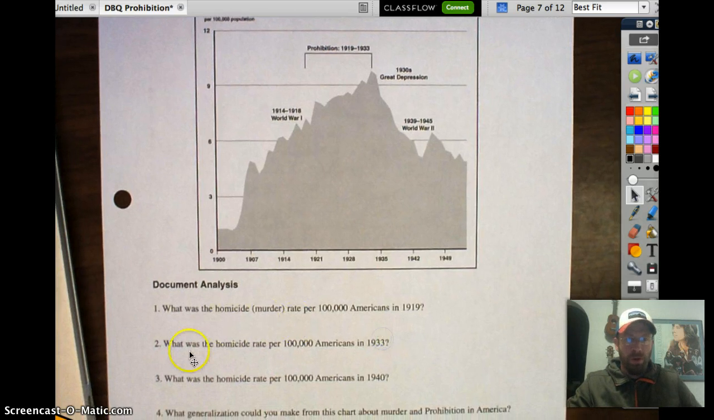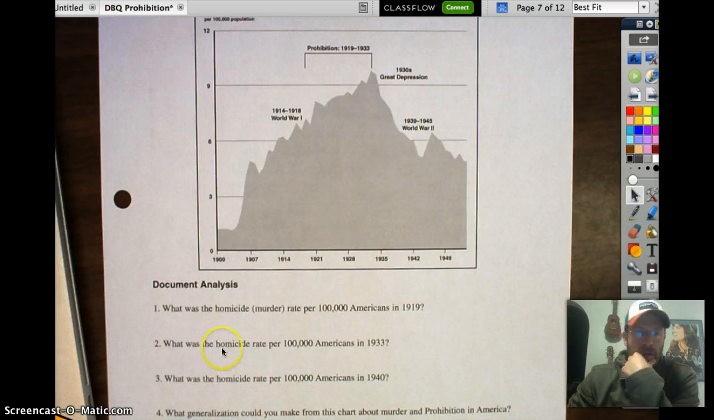Question three, very similar to the first two. What was the homicide rate per 100,000 Americans in 1940? So 1940, right around here. What was the homicide rate there? So just give us your best estimate there.